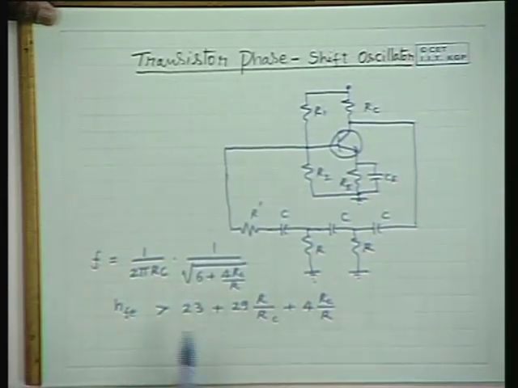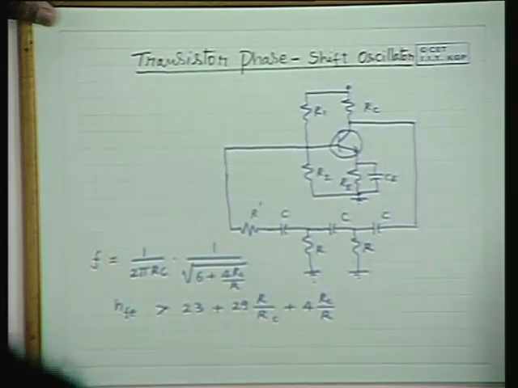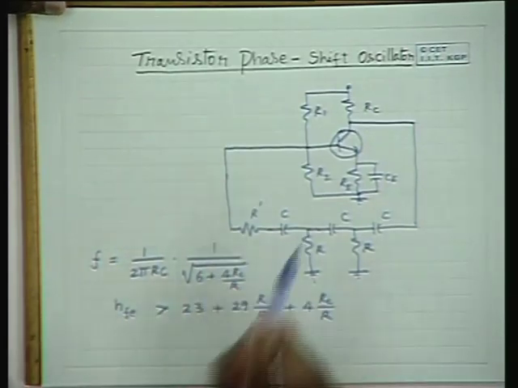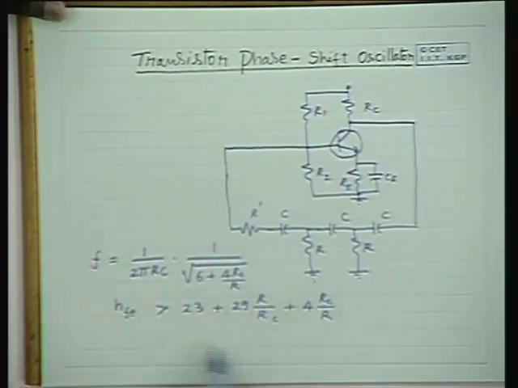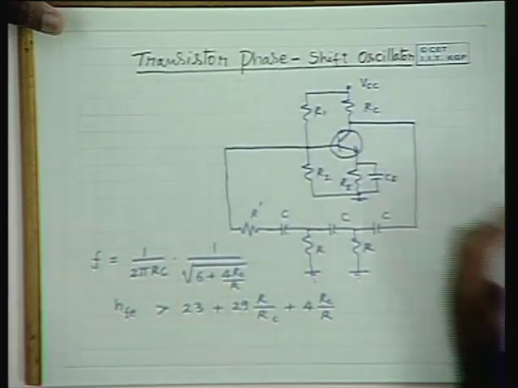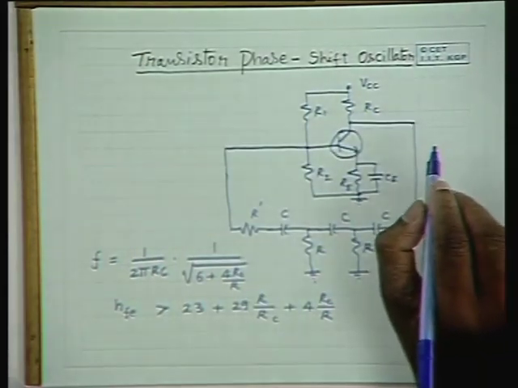So we find that for different R by RC, the HFE requirement changes, and the optimum or the minimum HFE that is required turns out to be around 44. So HFE should always be greater than 44, and in a given circuit it should be greater than this figure for the transistor to be able to oscillate and provide you sustained oscillations.